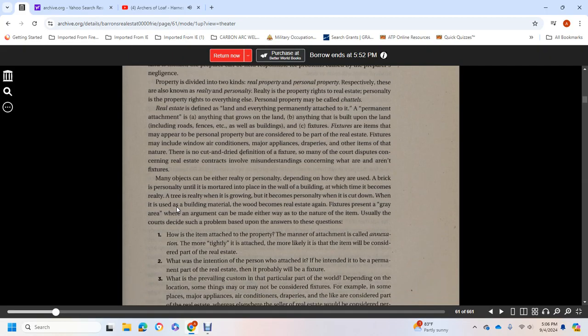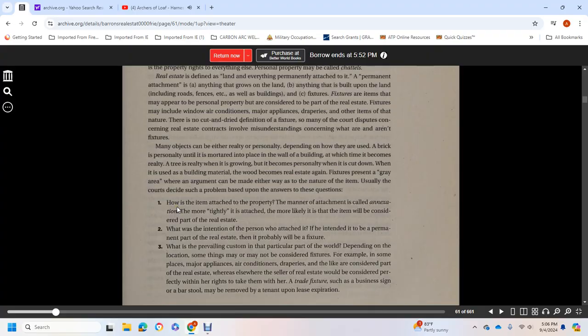Many objects can be either realty or personalty, depending on how you use them, like a brick. As personalty, a brick becomes realty when it is mortared into place in the wall of a building. A tree is realty when it grows. It becomes personalty when it's cut down. When it's used as building material, the wood becomes real estate again. Fixtures present a gray area, where an argument can be made either way as to their nature.